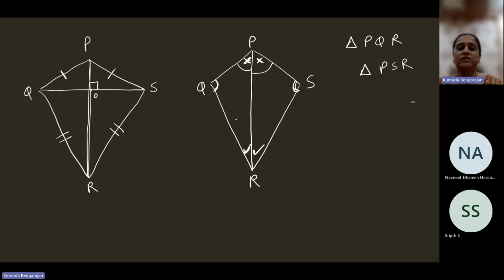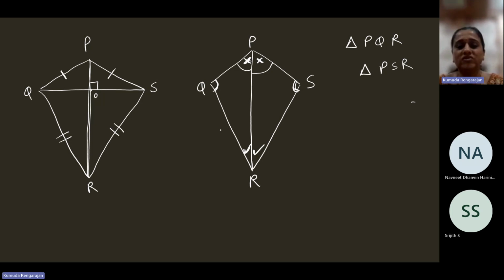Remember this, very important. You will be given a figure and asked to find angles. Supposing you're given a kite, they'll give you very minimum information and they'll ask you to find the remaining angles or the unknown sides. All that you can find only if you know the properties of the kite.